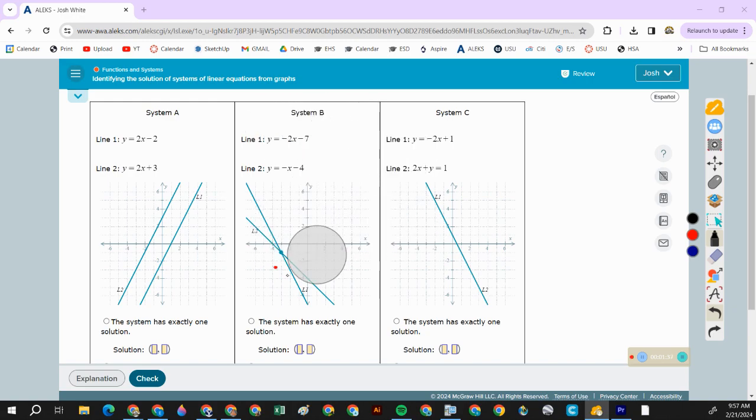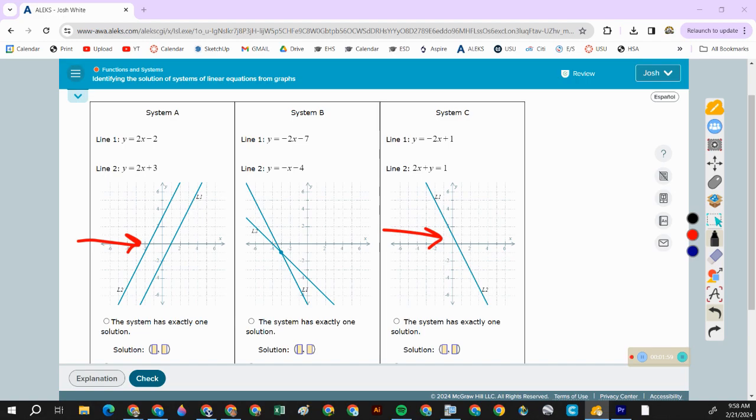Well, what point satisfies both of these equations? There isn't one. There is no x comma y that you can create that will work in both equations. And what point satisfies that?